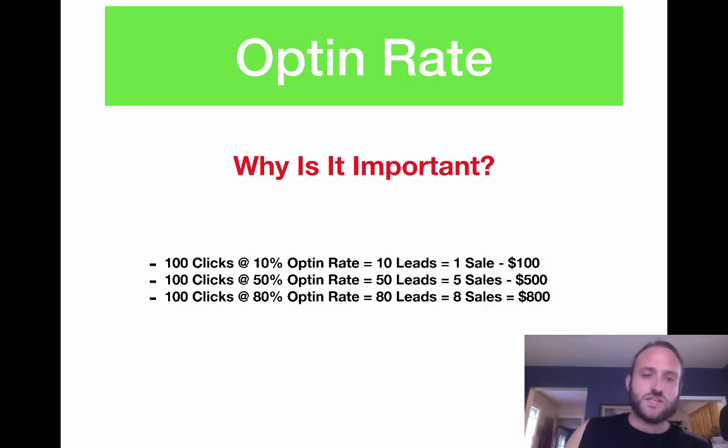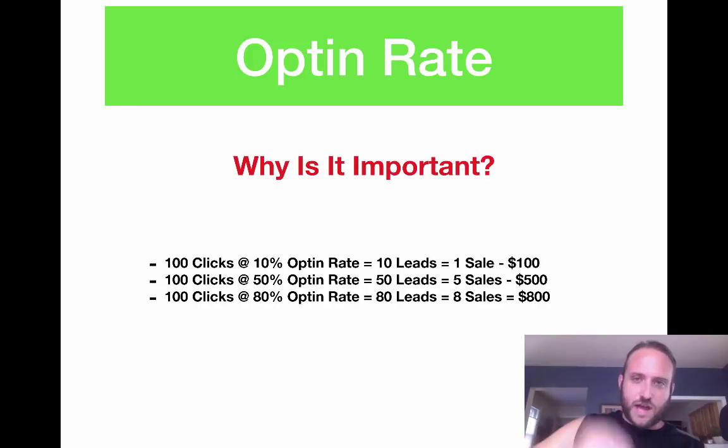And here's another demonstration. Looking at this is the exact same 100 clicks. If you have 100 clicks at a 10% opt-in rate, that means you get 10 leads. And let's say you have a 10% conversion rate. That's one sale. Let's say you're selling a $100 product. So you make $100 with 100 clicks.